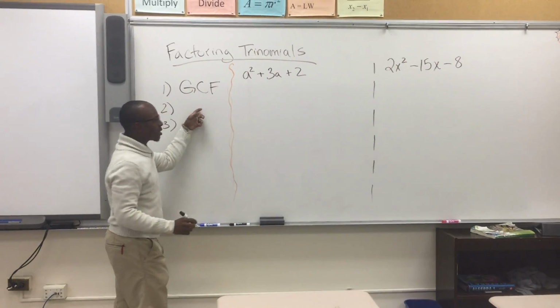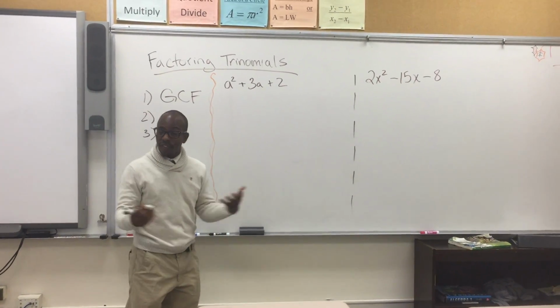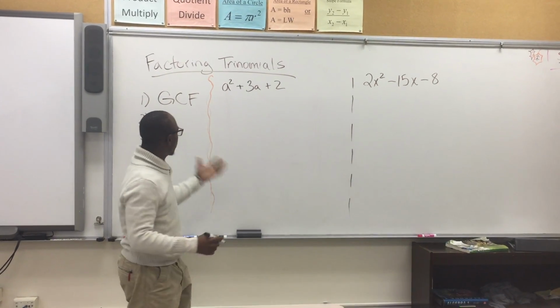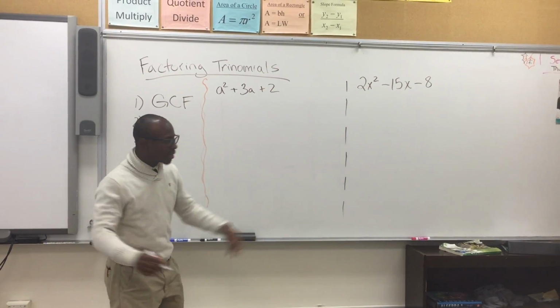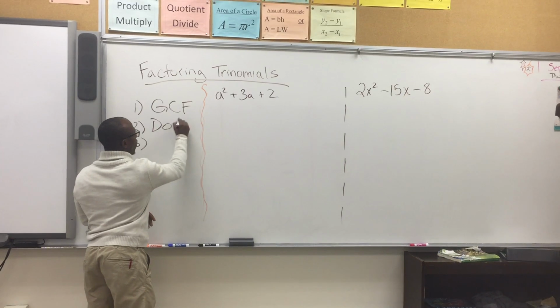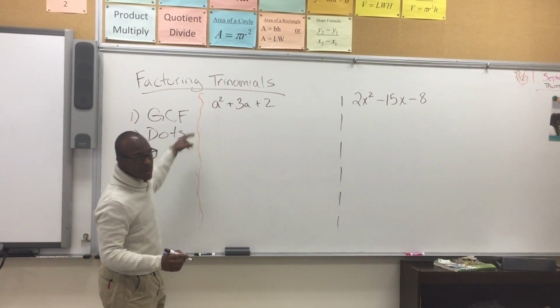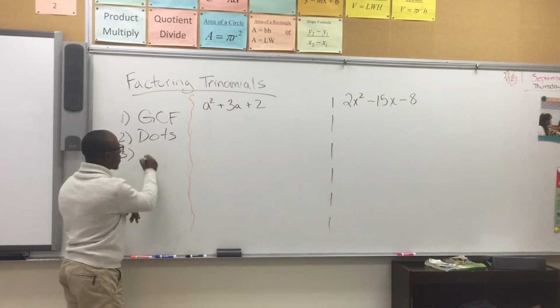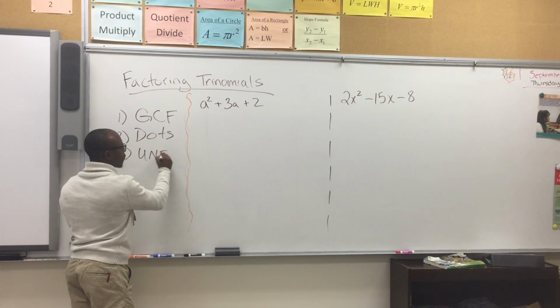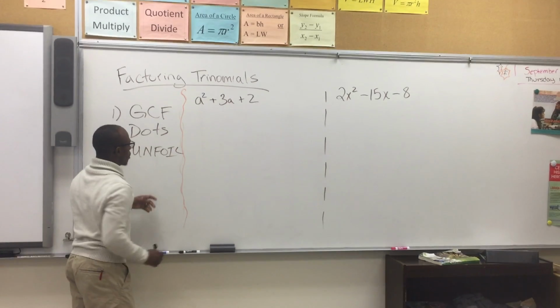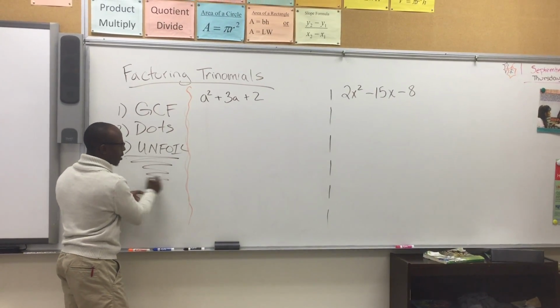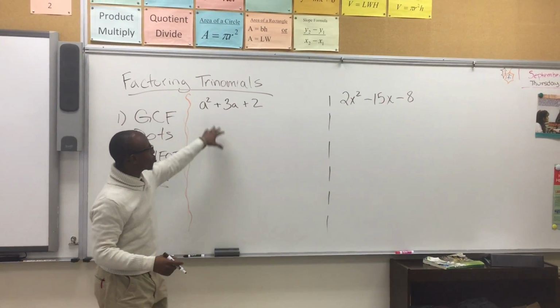The next step that we're going to see is if it qualifies for dots. If it qualifies for dots, then with that being the case, we're going to use the dots method. All right? But however, with most of your homework, neither one of these methods except GCF really applies. But the third method is really what you're going to be looking at, unfoiling. All right? So we're going to focus mainly on your third method, understanding how to unfoil a trinomial.